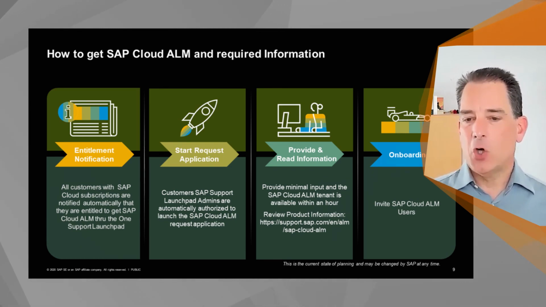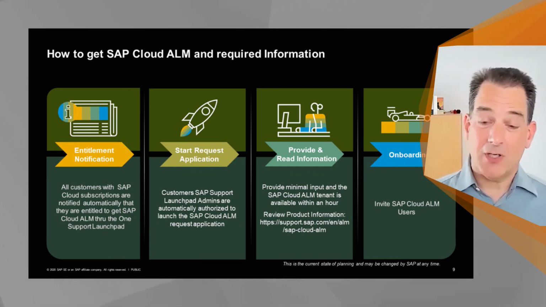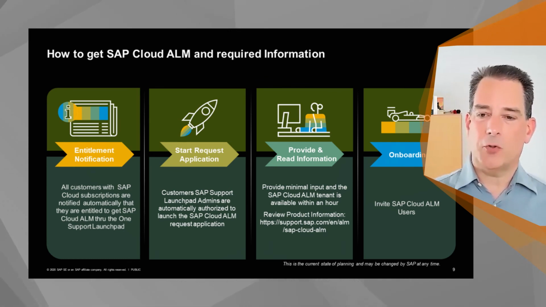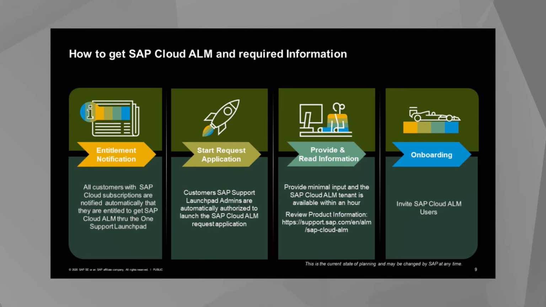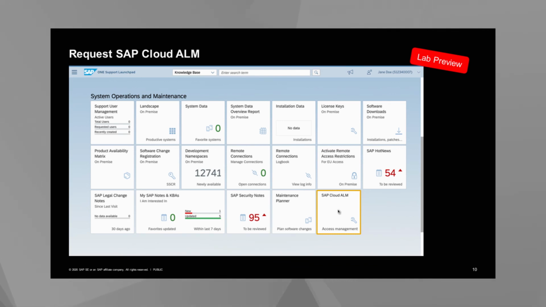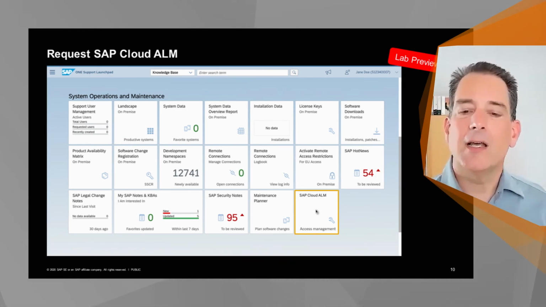In the request application, you provide some minimal input, and typically the SAP Cloud ALM tenant is available within an hour. Examples that I've seen personally so far were significantly less than an hour. You review some important information about the product, and then you're ready to onboard all your SAP Cloud ALM users. We are right now still in a gated approach in early adopter care, so the tile is not yet available. However, we plan to be finished with early adopter care in September, and then your SAP Cloud ALM will be available through the SAP Support Launchpad. And here is a little screenshot of what customers see going forward.